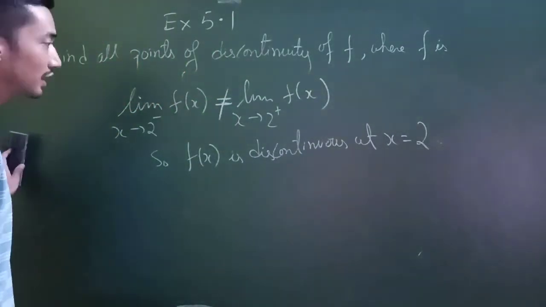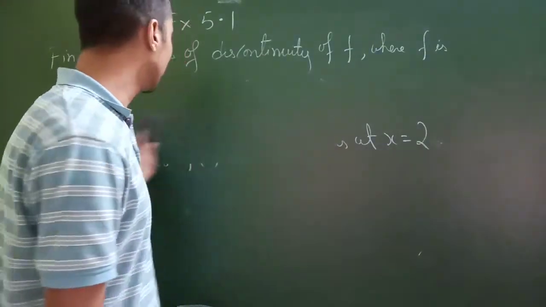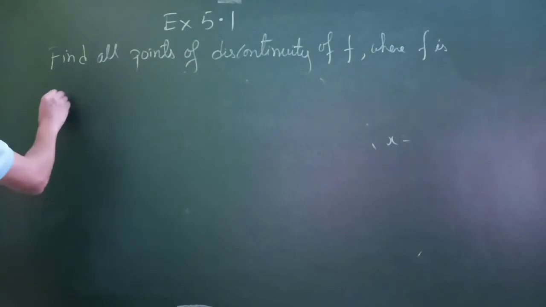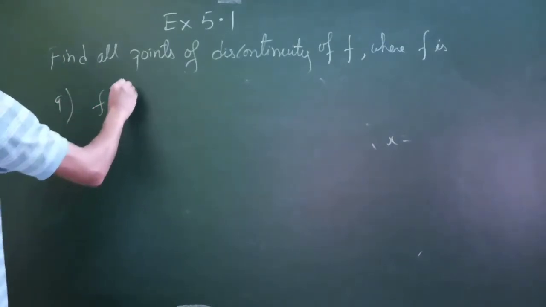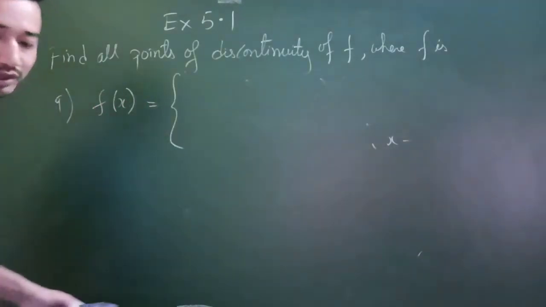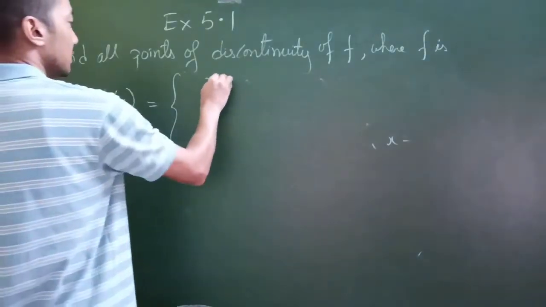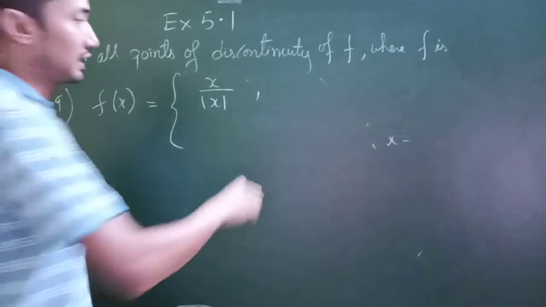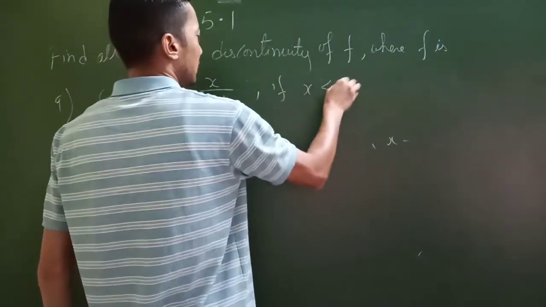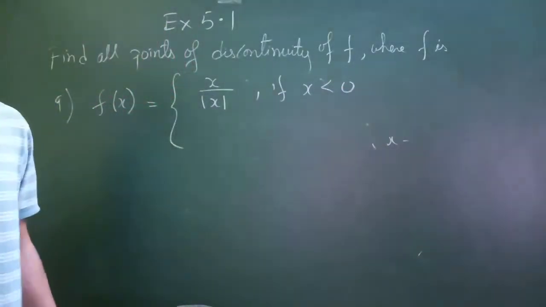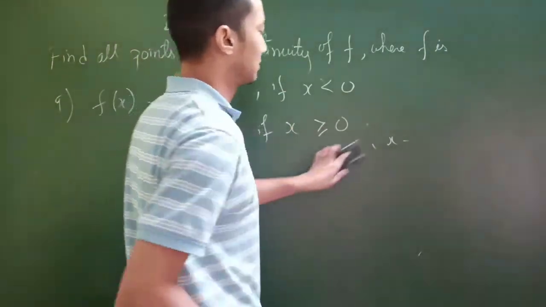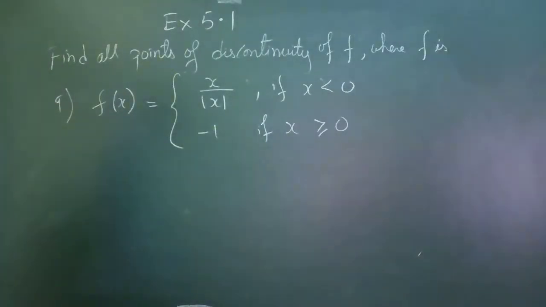So let's move ahead with maybe 1 or 2 more questions. Maybe let's try question number 9, again from the NCERT textbook. The function given to us is x by mod of x if x is less than 0, and minus 1 if x is greater than or equal to 0. Let's see whether it is really continuous or not.